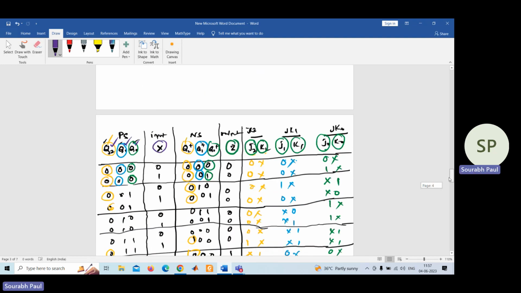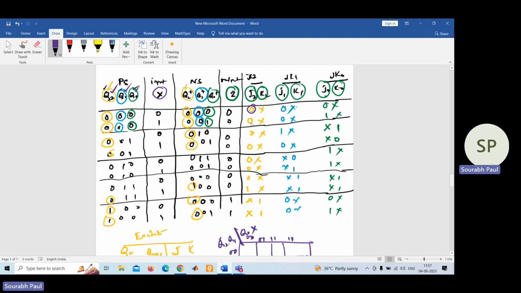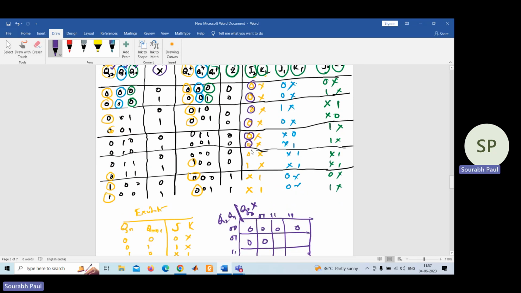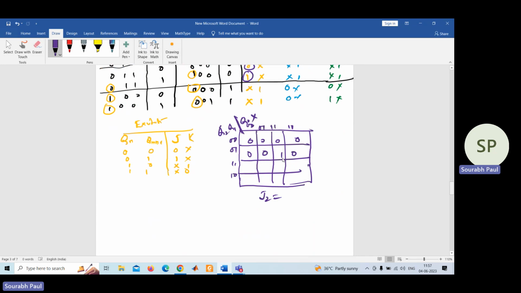Okay. Now you put the values of J2. You have 0, 0, 0, 0, 0, 0. So 6 consecutive zeros are there, you have put them here. Then you have 0, 1, don't care, don't care, 0, 1, don't care, don't care. The remaining places, where values you don't have, what do you need to write? By default, it will be don't care.